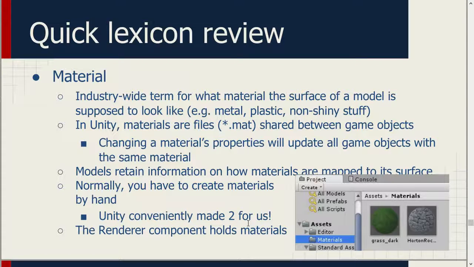The materials, what we've been changing all this time, changing the color of the material and so forth, is the material object. The material is an industry-wide term for what the surface of a model is supposed to look like. For example, you can change it so that it'll look like a metal thing. You can change it so that it looks like a plastic thing. For plastic, you just have to make it not look metallic, non-shiny, and so on and so forth. You can see that we can already create a lot of different variety of visuals by just changing the smoothness factor, the shininess factor, the metallic factor, and so forth.